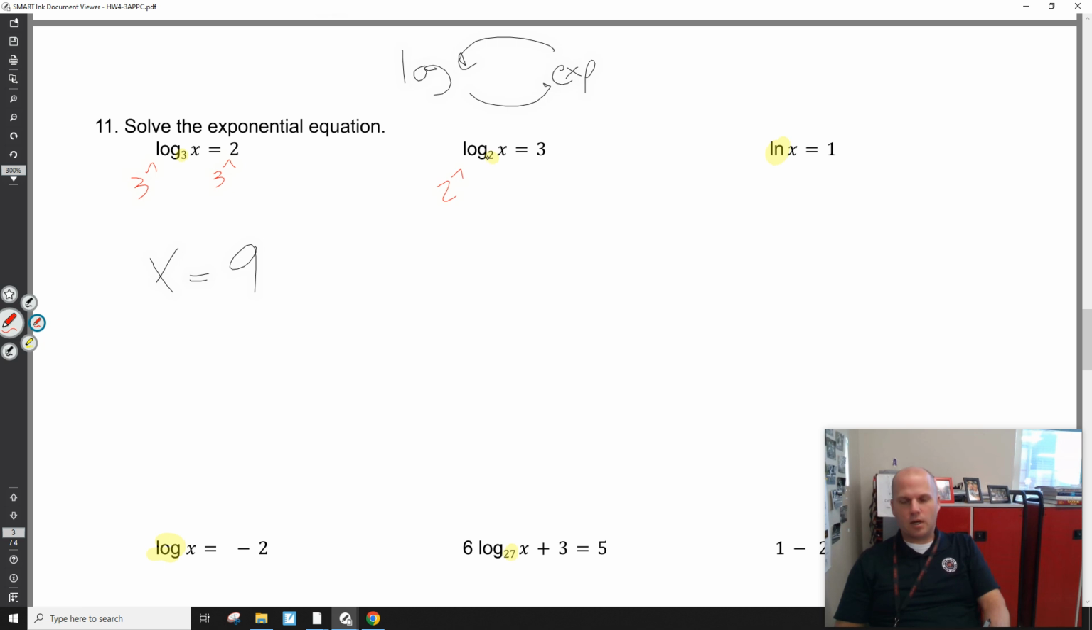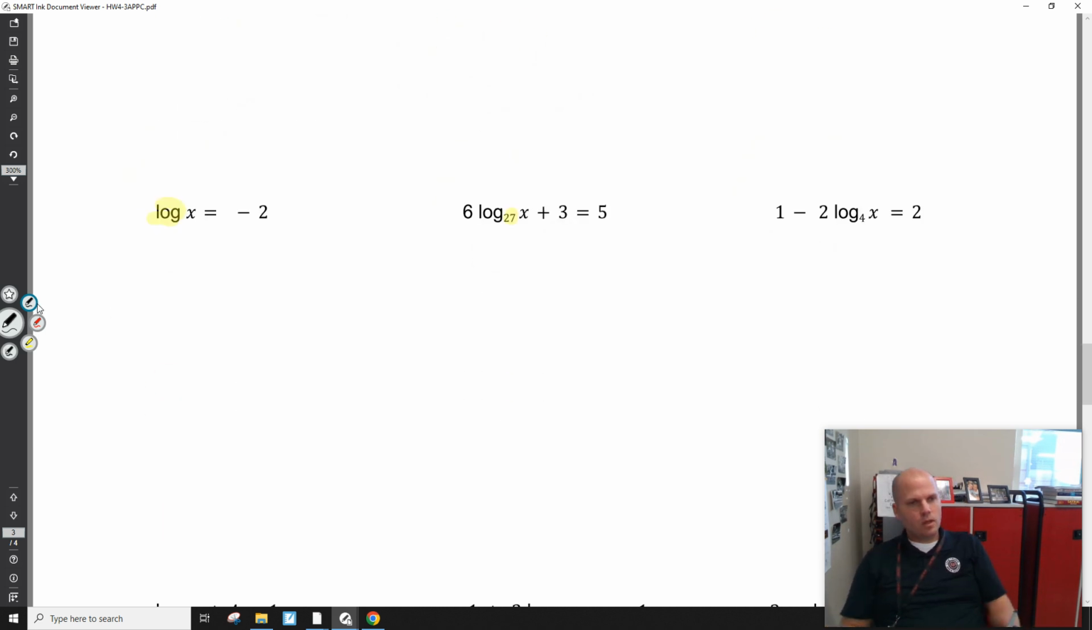2 to the power undo log base 2. Giving me x equals 2 cubed. 2 cubed is 8. E to the power will undo a base e. E to the first is just e. 10 to the power will undo a log base 10. 10 to the negative second is 1 over 10 squared. That's 1 over 100.